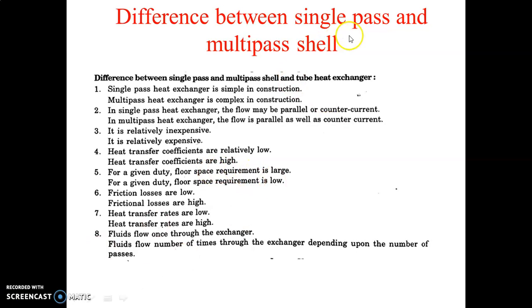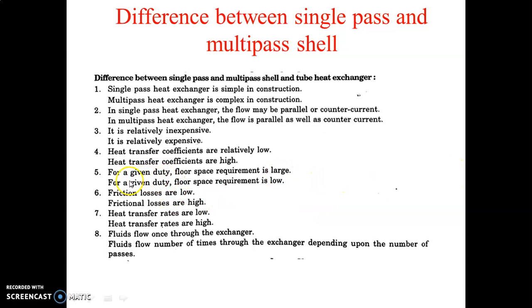In a single pass shell and tube heat exchanger, the heat transfer coefficients are relatively low because the flow is obviously not turbulent, so the heat transfer coefficient is low. And in the case of multi-pass, turbulence is created in the heat exchanger, which increases the heat transfer coefficient.